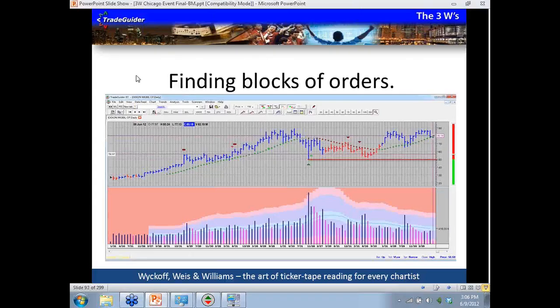So let's go into finding the blocks of orders. I did some lines here, and we'll just scroll through one at a time. And what I have here is we have a widespread down bar, massive volume. Okay, so I took the low, mark it off. There's a nice low over here. It makes a lot of sense.